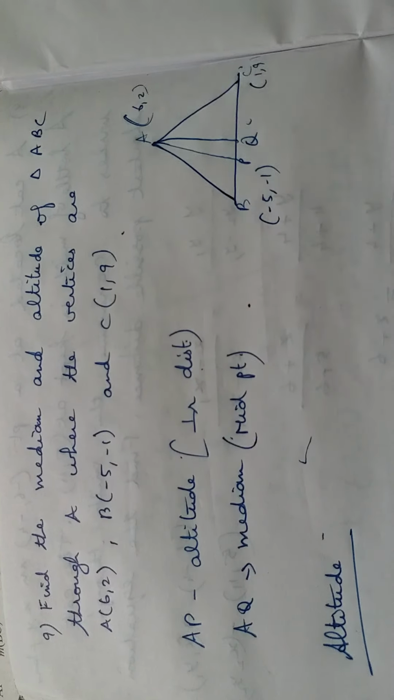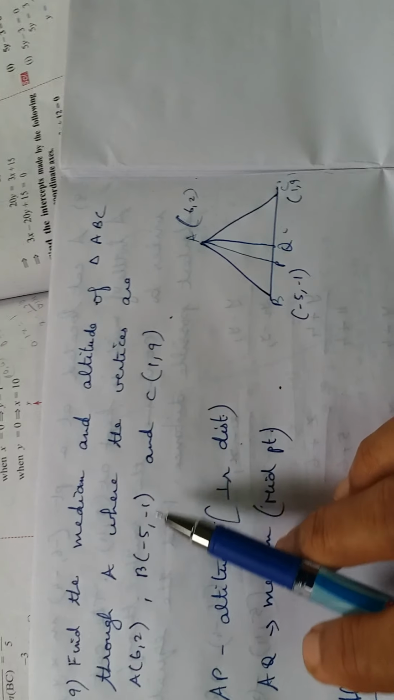10th Samacheer Maths, Exercise 5.3, 9th sum. Find the median and altitude of triangle ABC through A, where the vertices are A (6, 2), B (-5, -1), and C (1, 9).